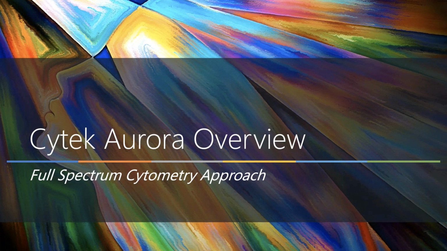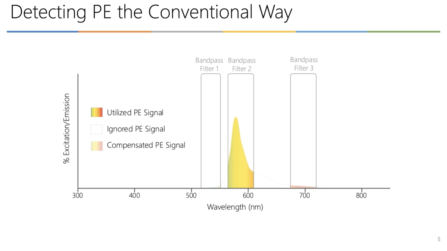Let's start by briefly, maybe some of you are new to the Aurora, and what is different about the Aurora compared to a conventional cytometer. So let's start with a quick overview of what is the full spectrum cytometry approach. Every flow cytometrist in the world has used at some point, or every day, PE in their flow cytometry assays.